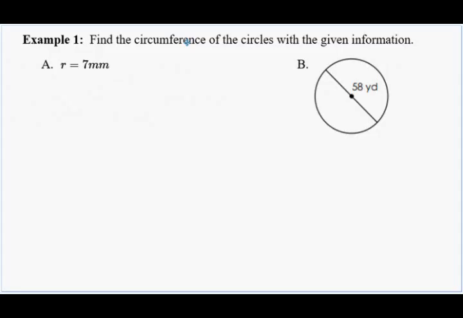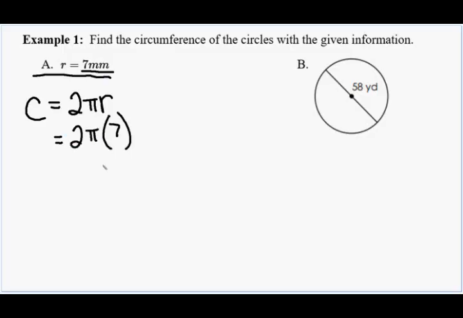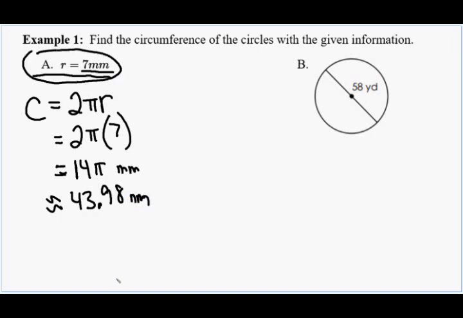All right, in example 1 here, we're going to find a couple of circumferences. So in letter A, they give us the radius. The radius is 7 millimeters. So we're going to use circumference equals 2 times pi times r. We could plug in the r is 7 millimeters, and 2 times 7 is 14. So our exact answer would be 14 pi millimeters. And if we use the pi button on our calculator, we'll get a rounded off decimal, so approximately 43.98 millimeters.